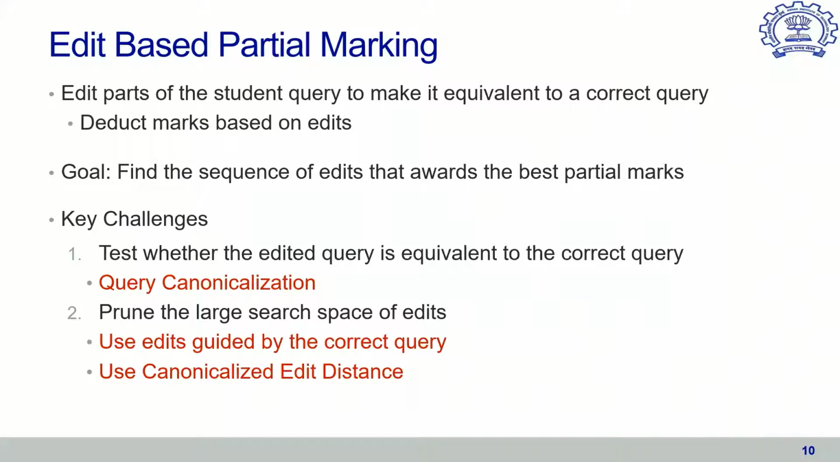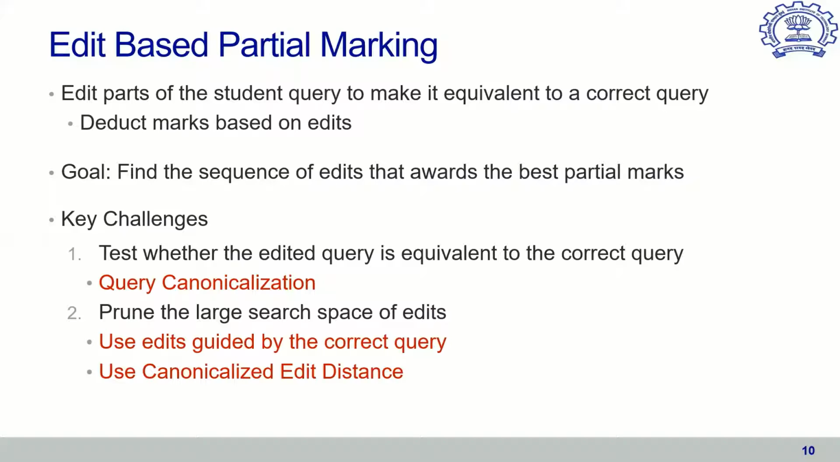A fairer way to award partial marks would be to find the changes to be made to an incorrect student query to make it equivalent to a correct query, and then awarding marks based on these changes. In our approach, we successively generate edits of the student query to make it equivalent to a correct query. These edits can be in form of deletions, insertions, or modifications to a query. Marks can be deducted based on the sequence of edits that are required. These edits can also be presented to students and would help them understand what mistakes they made and how these mistakes could have been corrected.